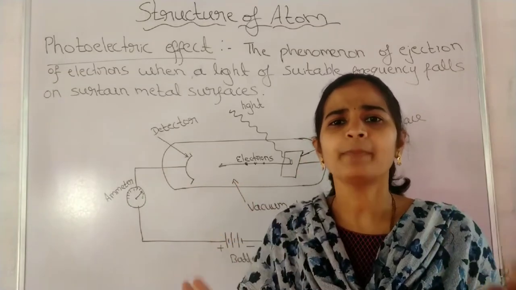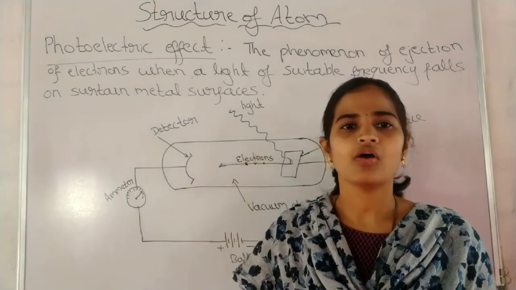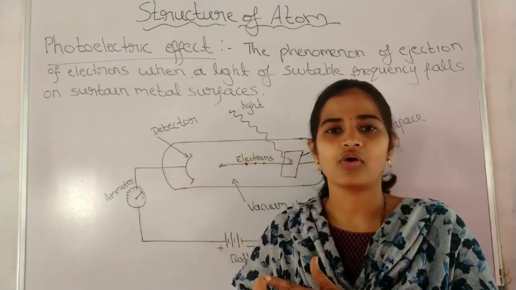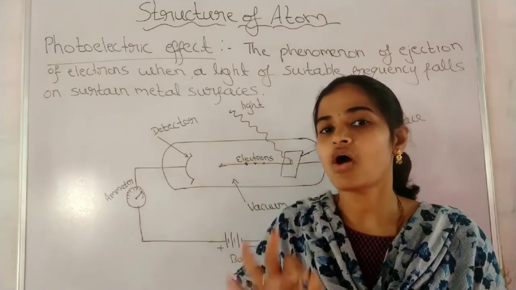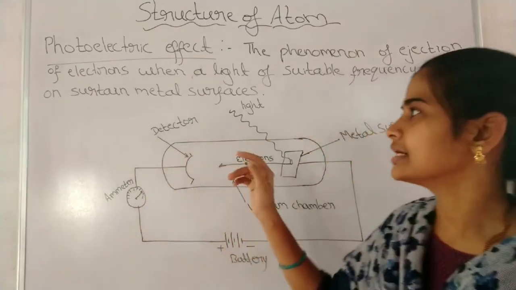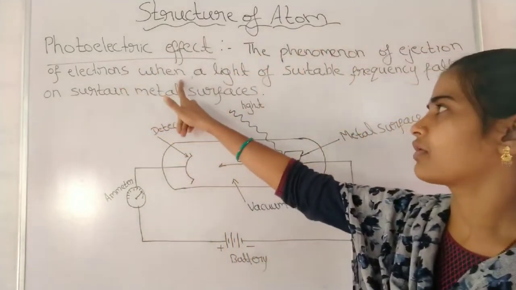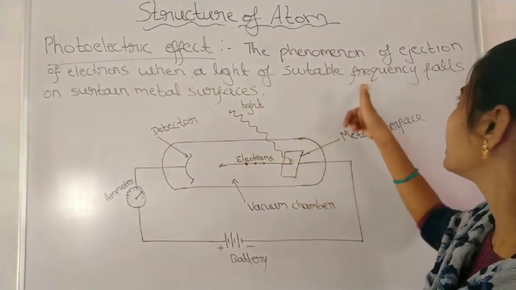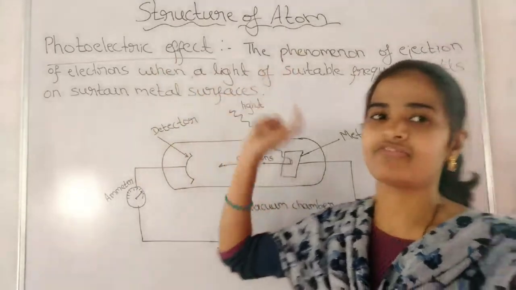Then what is the proper definition of the photoelectric effect? The phenomenon of ejection of electrons when light of suitable frequency falls on certain metal surfaces. That's what I have written here. The phenomenon of ejection of electrons when light of suitable frequency falls on certain metal surfaces.